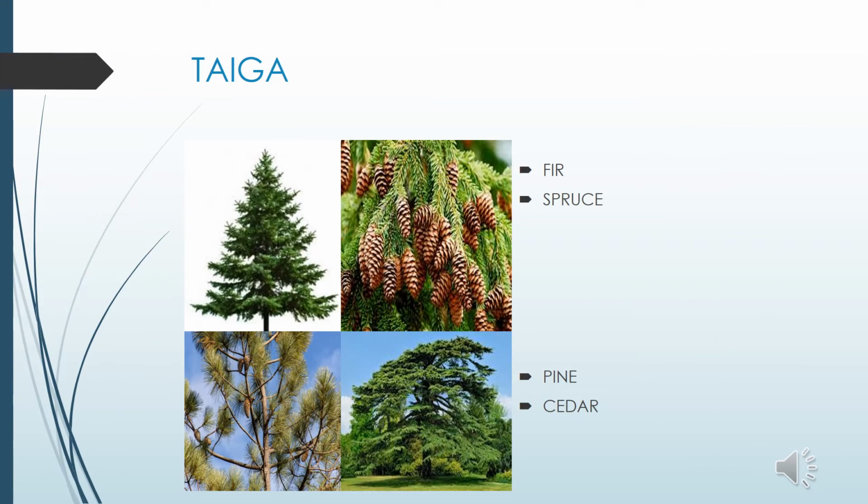Next is taiga. Taiga has coniferous evergreen trees with tall straight trunks, sloping branches and needle-like leaves to reduce transpiration. The needle-like leaves are covered with a waxy coating which prevents water loss through transpiration. Examples of trees found in taiga are fir, which you can see in the first picture, spruce in the second, pine in the third, and cedar in the fourth.